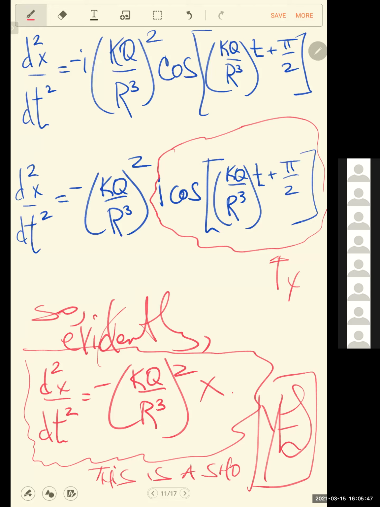And we said, why not? Because KQ over R cubed does not equal KQ over R cubed squared. That's why not for part A.